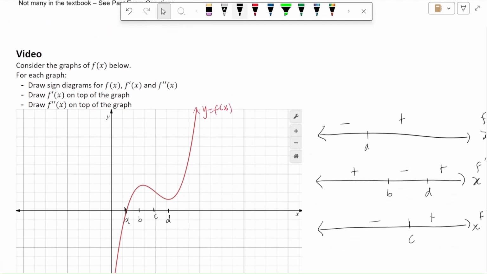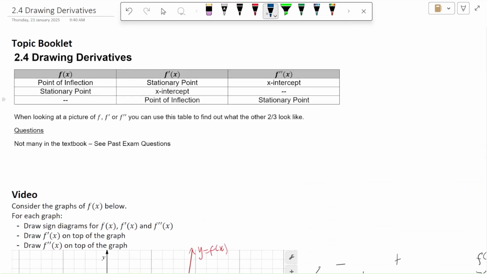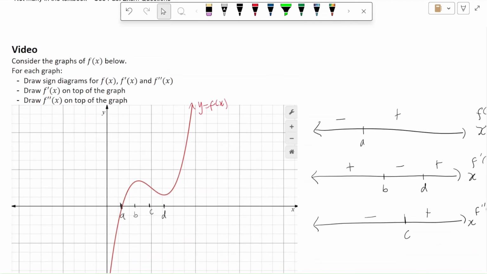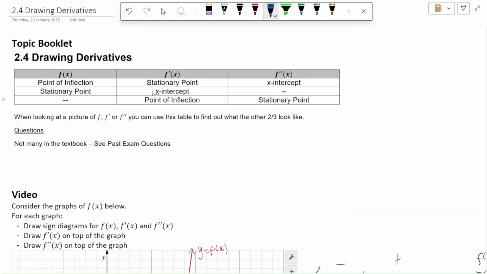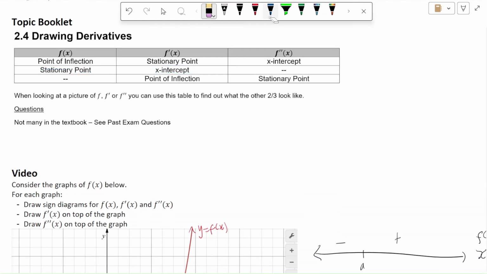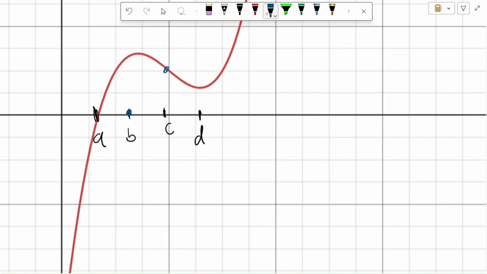All right, next thing we're going to do is draw the derivatives. So draw f dash of x on top of the graph, and I've got this little handy table to help. When f has a point of inflection, f dash has a stationary point. So we expect to have a stationary point at C for f dash. So the actual picture of f dash will have a stationary point at C. F dash has x-intercepts whenever there were stationary points on f. So I'm going to take all the original stationary points, B and D, and I'm going to turn those into x-intercepts.